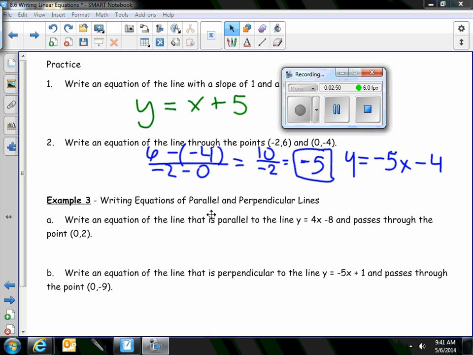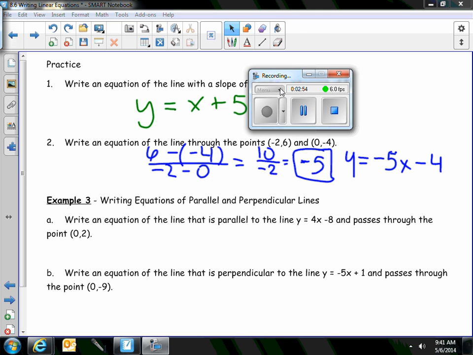Example 3, writing equations of parallel and perpendicular lines. In example A, we're to write an equation of the line that is parallel to the line y is equal to 4x minus 8 and passes through the point (0, 2). And then on B, we're to write an equation of the line that is perpendicular to the line y is equal to negative 5x plus 1 and passes through the point (0, -9).